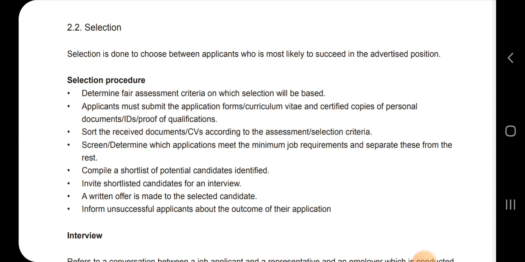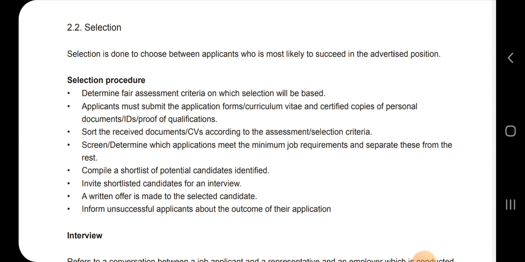Compile a shortlist of potential candidates identified. From those who meet the requirements, just choose the best from there. You shortlist them. Invite shortlisted candidates for an interview. Those that have been shortlisted are invited for an interview to get to know them better so that the business makes the right decision. A written offer is made to the selected candidate.